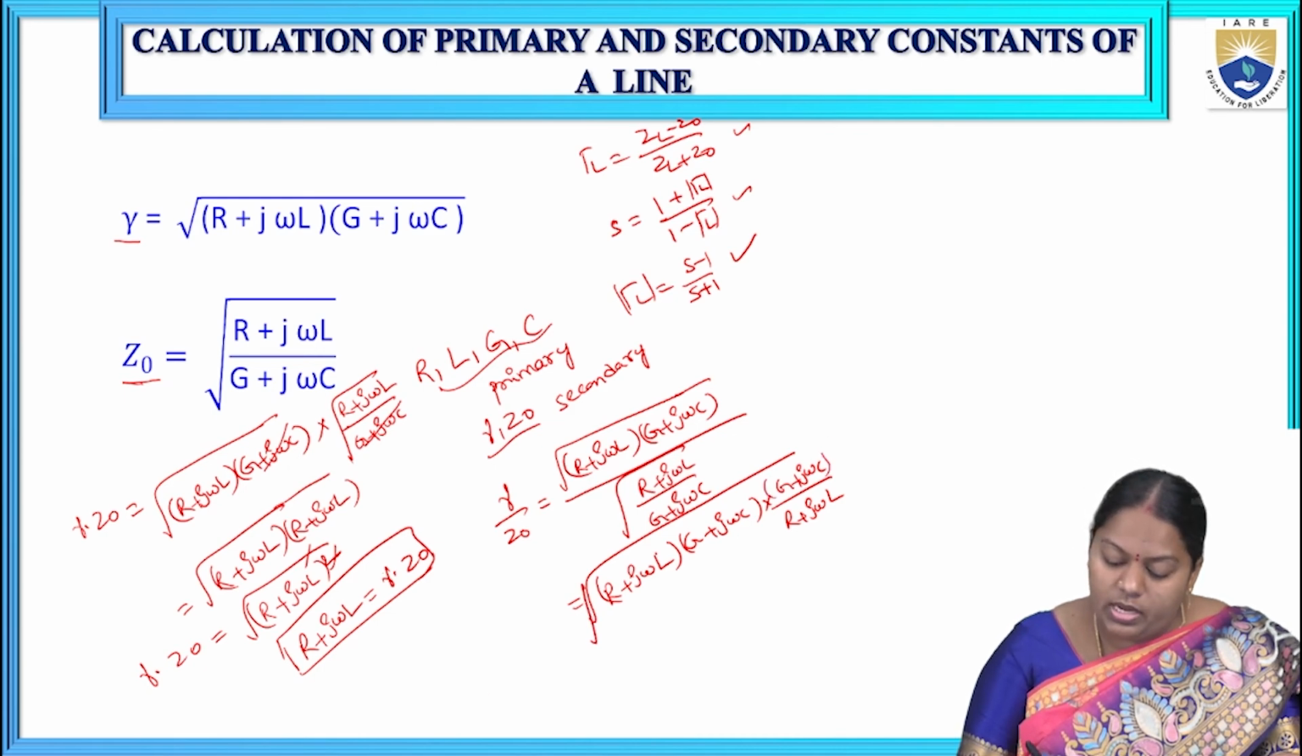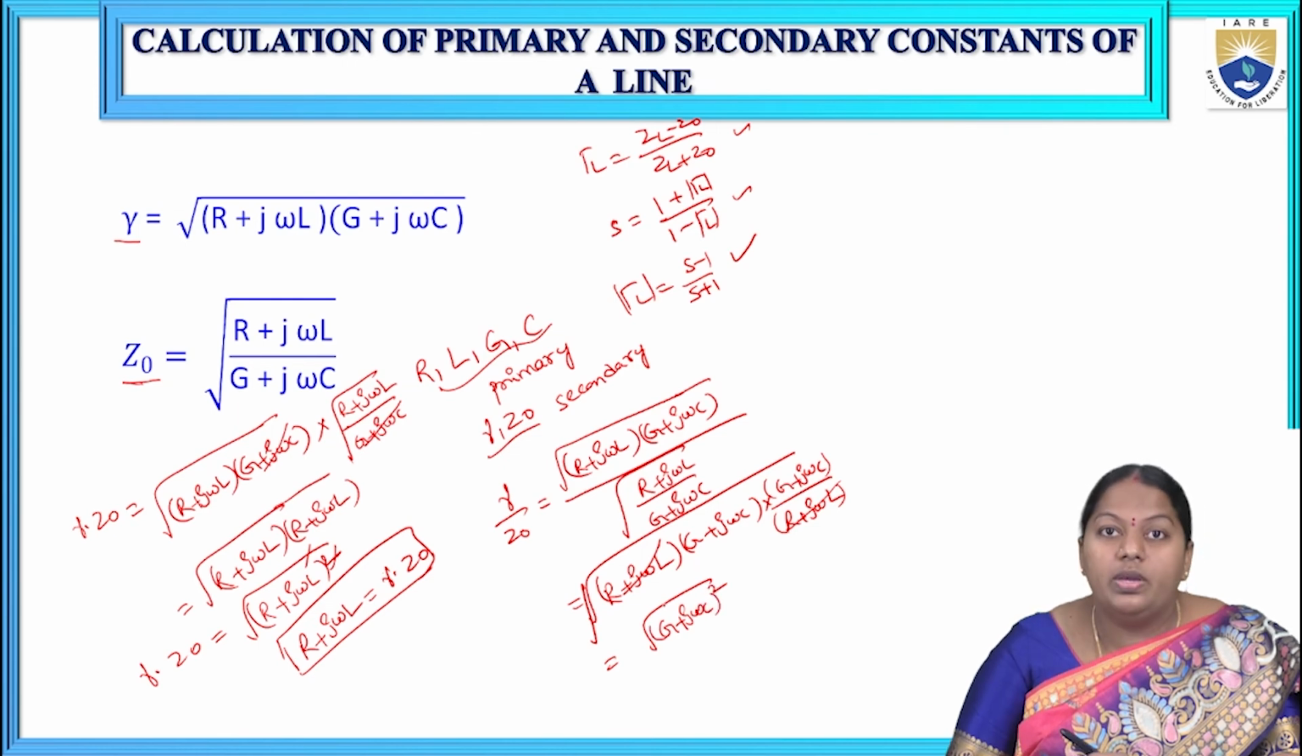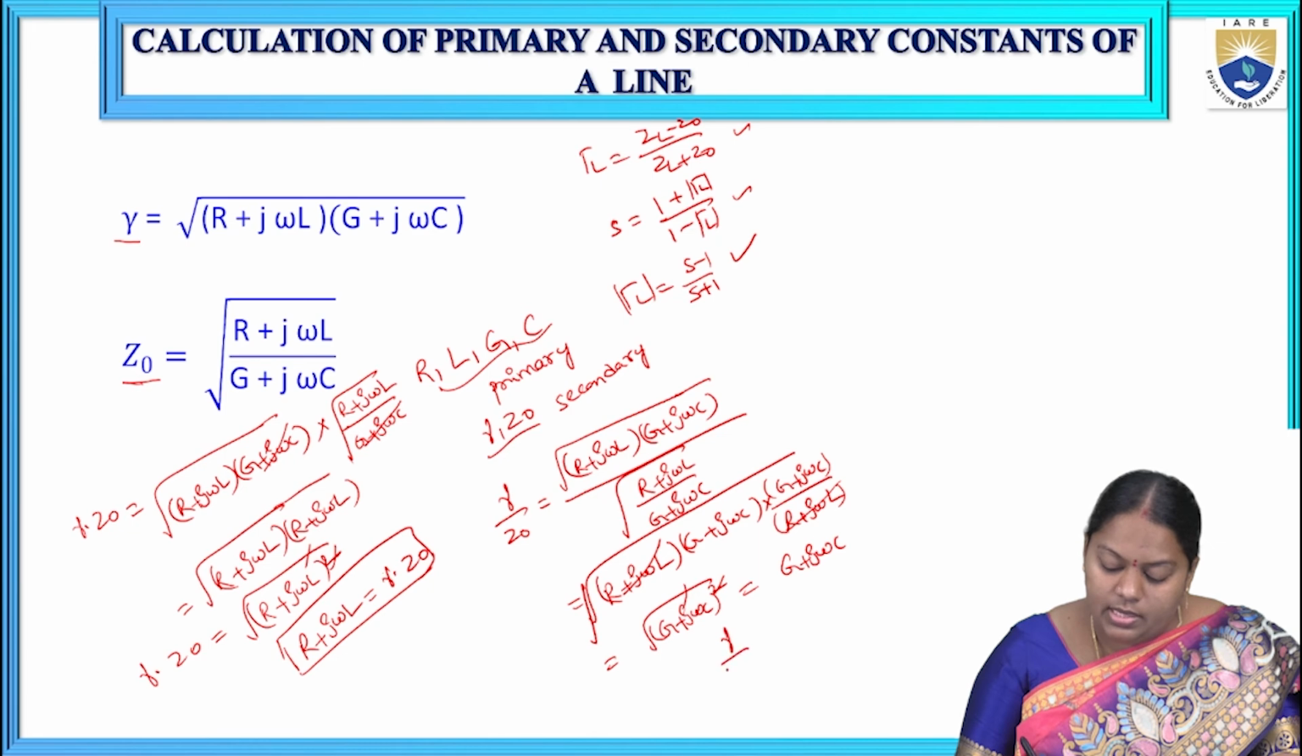This g plus j omega C and r plus j omega L, this and this get cancelled, then root over g plus j omega C whole square is to be obtained. This square and this get cancelled, which is equal to g plus j omega C, as gamma by z naught equals g plus j omega C, right?